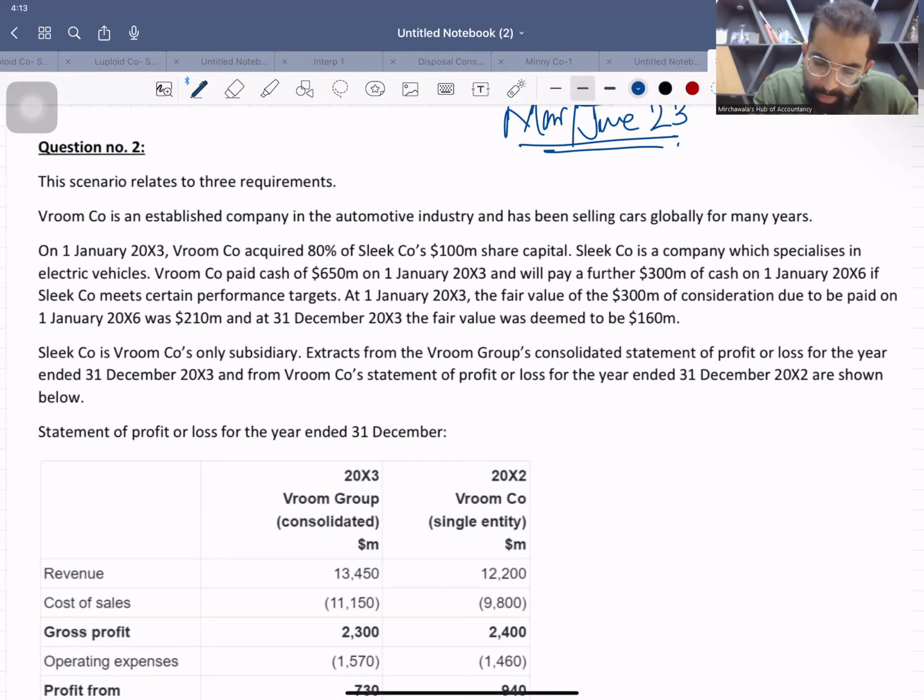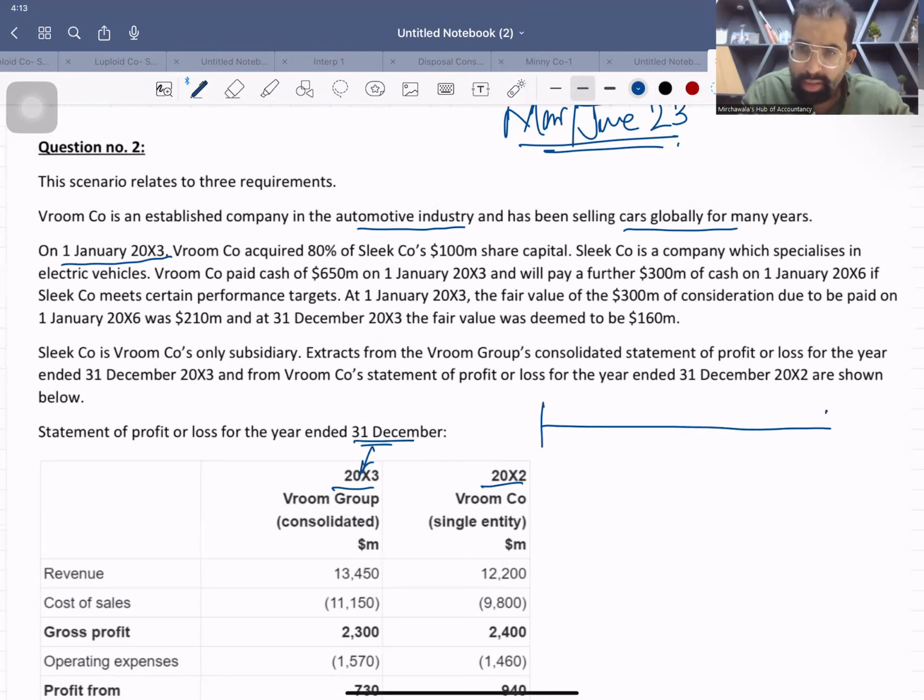V-Room is an established company in the automotive industry and has been selling cars globally for many years. This is their business model. On 1st of January X3, see this date and this date, December X3. So your accounting period, listen to me, is 1st of January X3 to 31st of December X3. This is your accounting period.